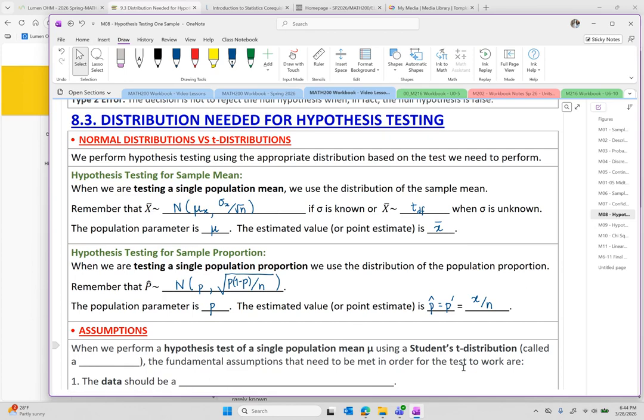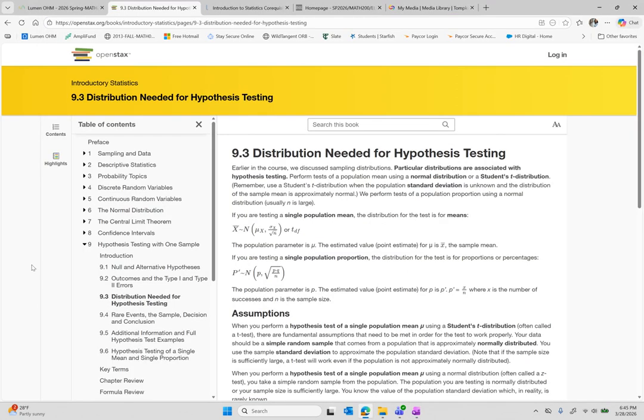We are in section 8.3 of our statistics OER course, where we have introduced hypothesis testing and the null and alternative hypothesis, as well as the 4 possible outcomes for a hypothesis test. And now we want to start doing some math, and for this we will need the distribution for the hypothesis test. In the Introductory Statistics by OpenStax textbook, this is section 9.3, the distribution needed for hypothesis testing.